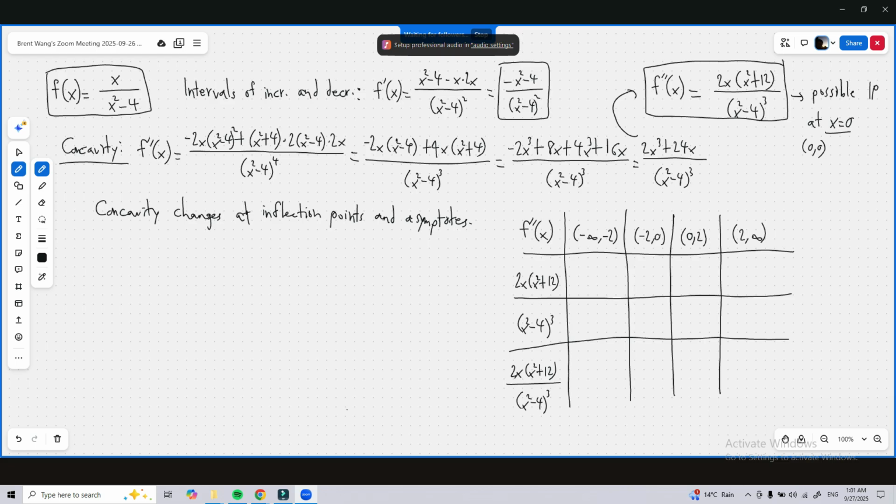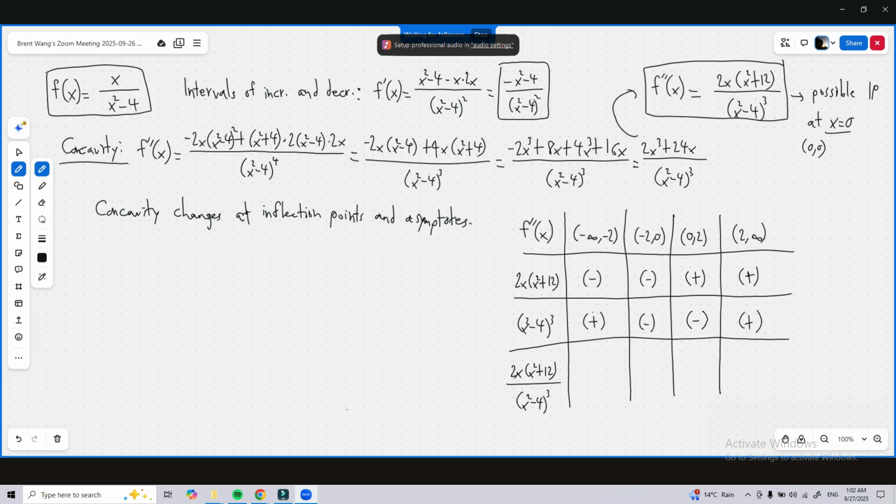Alright, so the numerator, 2x times x squared plus 12. X squared plus 12 will always be positive, so let's focus on 2x. 2x is going to be negative from negative infinity to 0, and it's going to be positive from 0 to infinity. For (x squared minus 4) cubed, we really only have to focus on x squared minus 4. So x squared minus 4 is positive from negative infinity to negative 2 and 2 to infinity, and x squared minus 4 will be negative from negative 2 to 2.